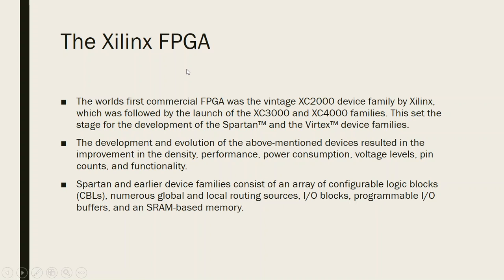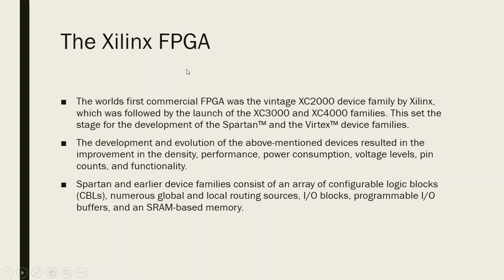Xilinx is a company that is actually the sole reason for the progress of FPGA. Xilinx was the first company to commercialize FPGA, and the first commercially available was the vintage XC2000 device family series. This was followed by the XC3000 and XC4000 families as well. And finally, it set the stage for the development of device systems such as the Spartan and the Virtex systems. These are the widely used FPGA systems in modern day.